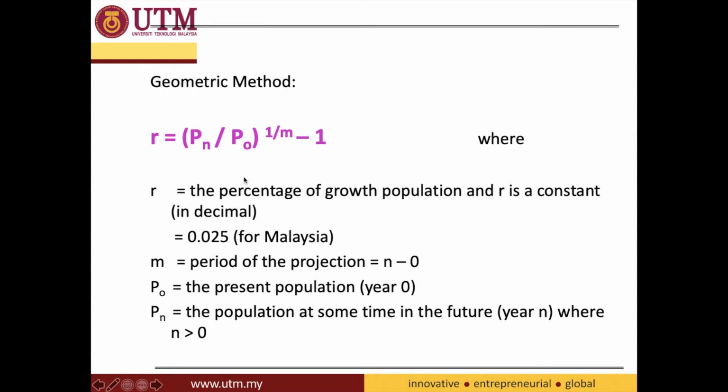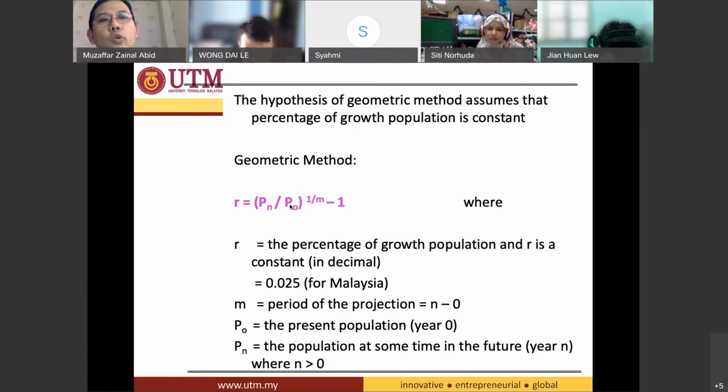That means your P naught is actually P 2020. So you need to know the population in Johor Bahru in the year 2020. Let's say it's 5 million. Then 1 over m, where m is actually n minus naught, so 3000 minus 2020. So you get 980, the whole lot minus 1. And that is actually the population growth. So how is it related with the amount of water need to be treated?